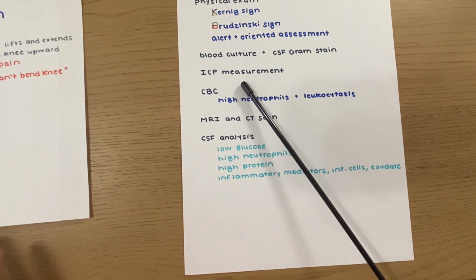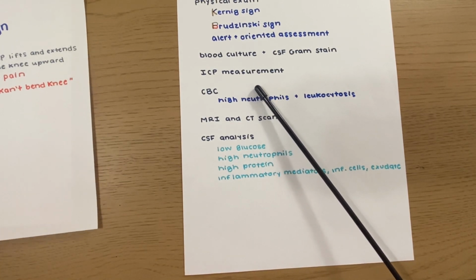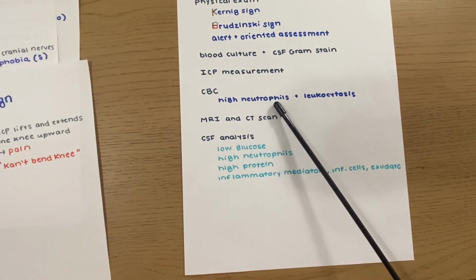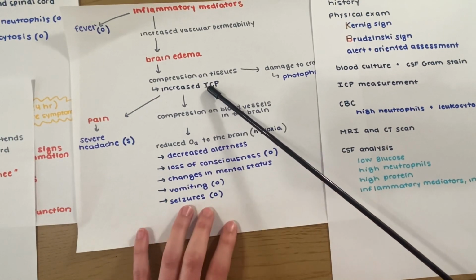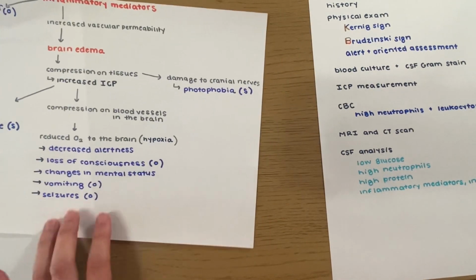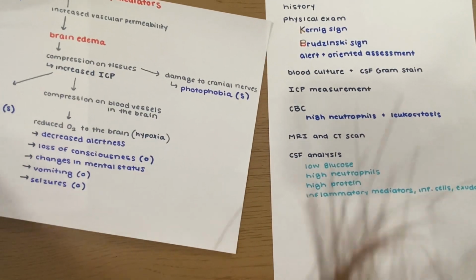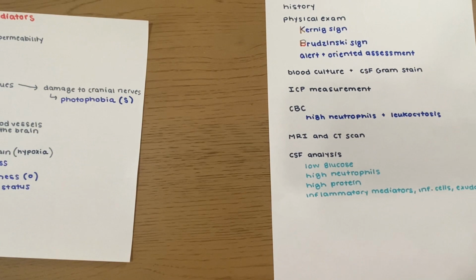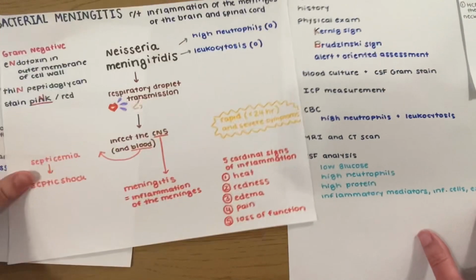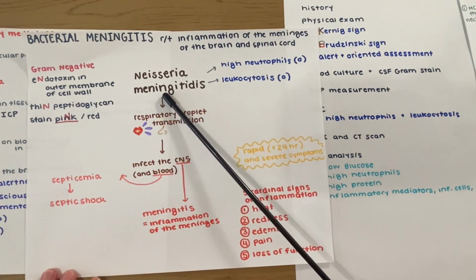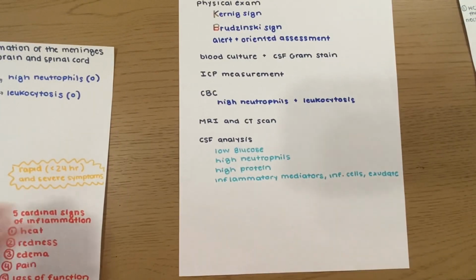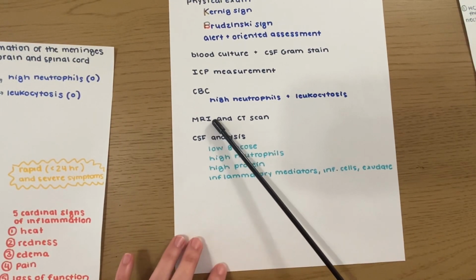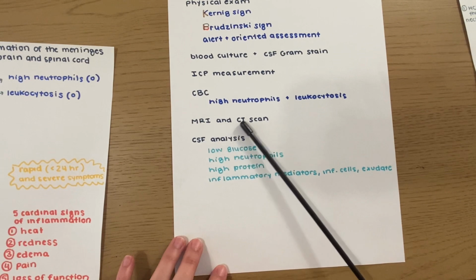And then you would want to test their intracranial pressure because the intracranial pressure increases from the brain edema. And then you would also want to get a CBC because since it's caused by bacteria, there would be high neutrophils and elevated white blood cells, which is leukocytosis. And then you could also perform an MRI or CT scan.